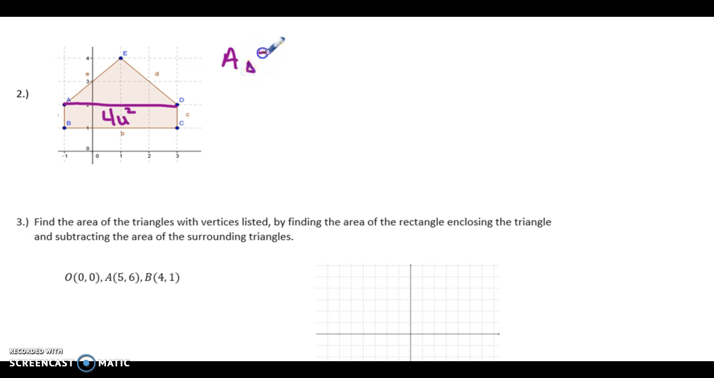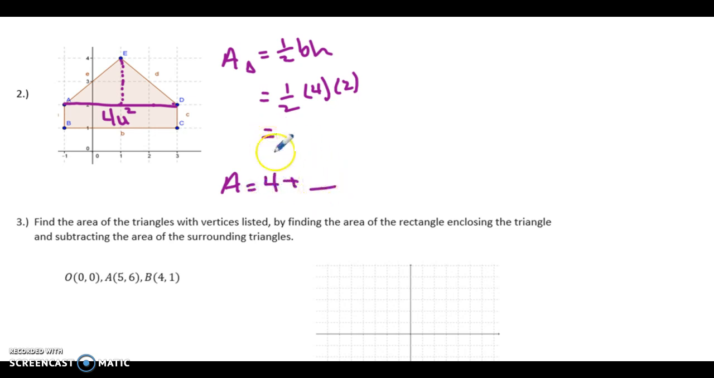The area of the triangle is 1/2 base times height. The base in this case would be 1, 2, 3, 4. And you could use this as the height, which is 2. So it's 1/2 of 4 times 2 to get the area of the triangle. Once you have that, you'll add it to the 4 units squared to get the total area. So your total area is going to be the 4 plus your answer from up there.